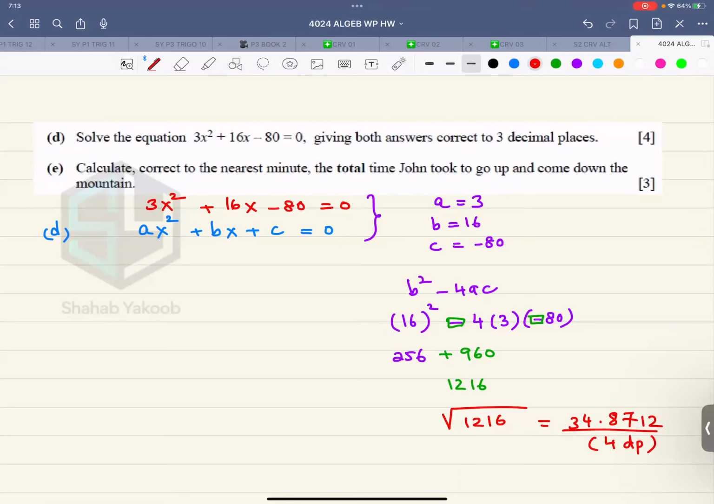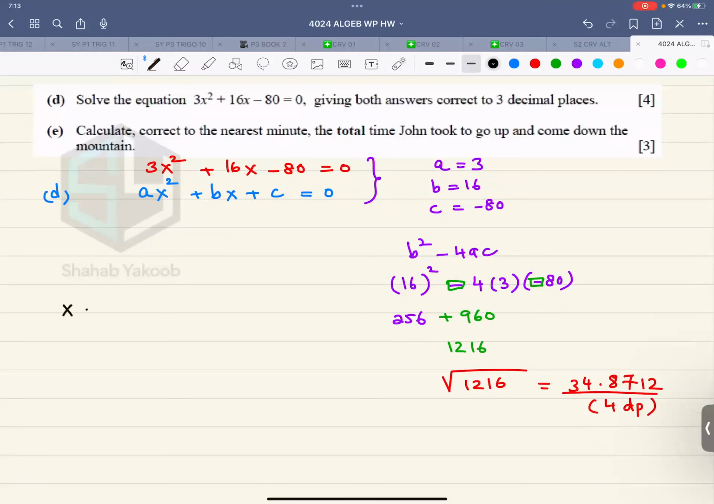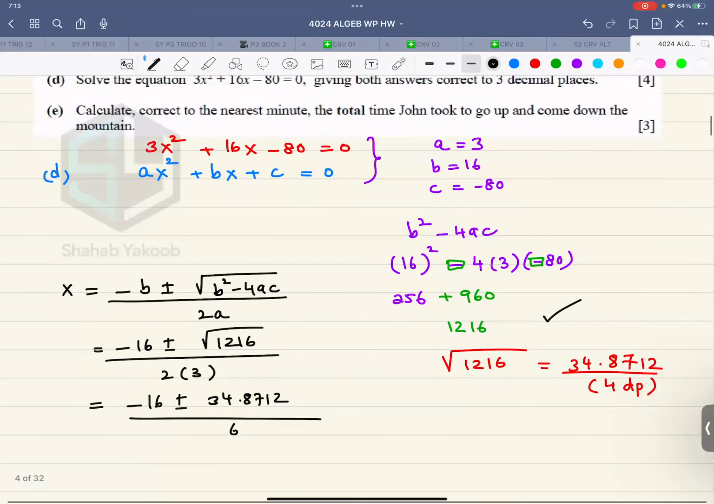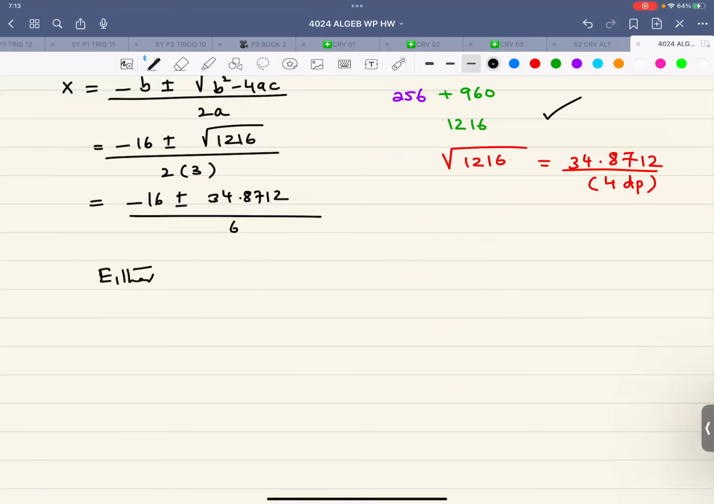Now, after we get this thing, what do we do? We'll apply the quadratic formula. Therefore, x is equal to negative b plus minus square root of b squared minus 4ac, the whole thing divided by 2a. So that is negative 16 plus minus square root of 1216. The difficult part is already done. Divided by 2 times 3. That is negative 16 plus minus 34.8712 divided by 6. So we are getting 2 answers, either or, negative 16, negative 34.8712 divided by 6.